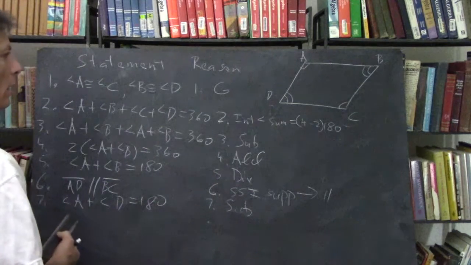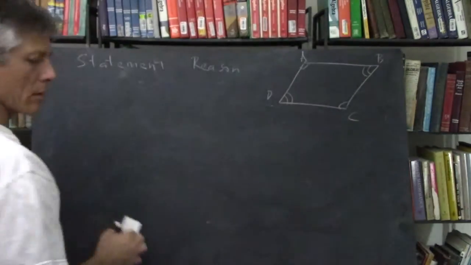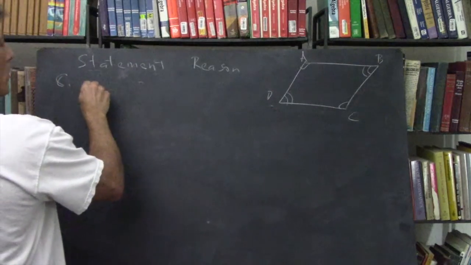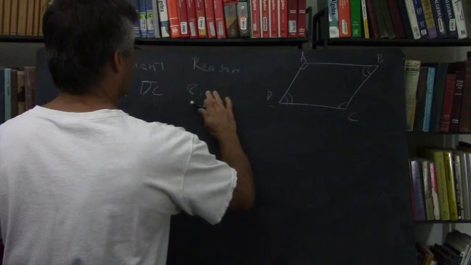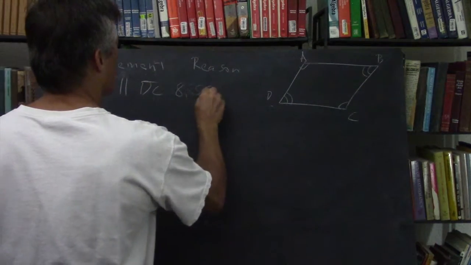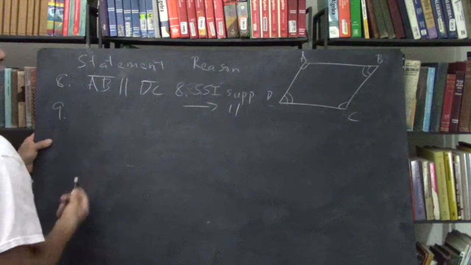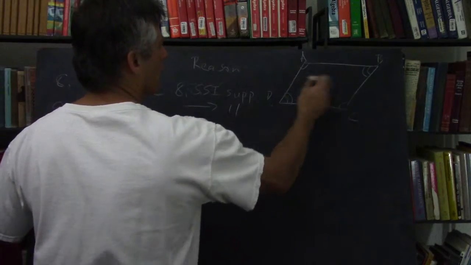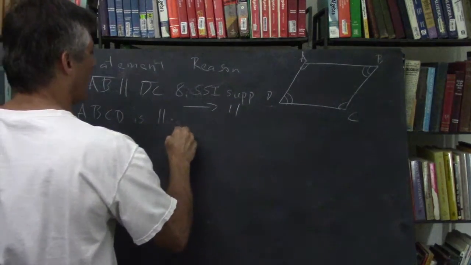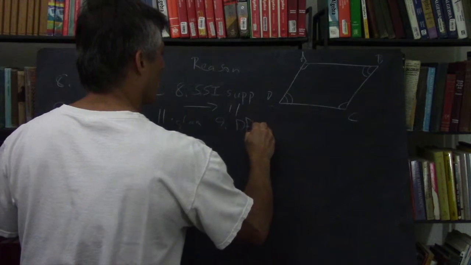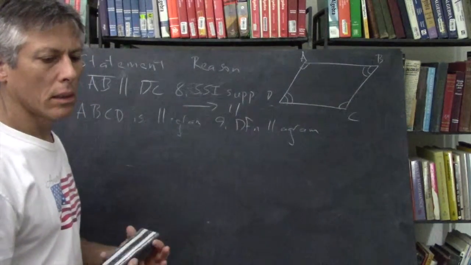Now I'll erase this and write it up here. So AB and DC. Okay, and then since these are parallel and these are parallel, we know by definition that ABCD is a parallelogram, by definition of a parallelogram. All right, done. That's theorem 5.6.